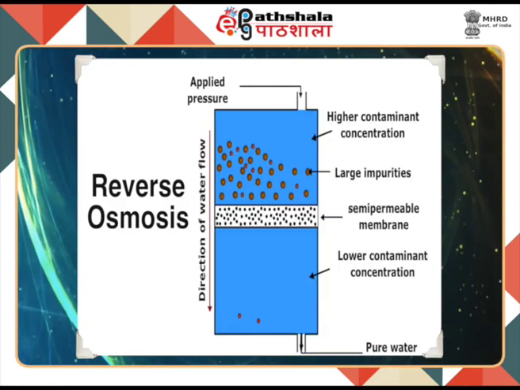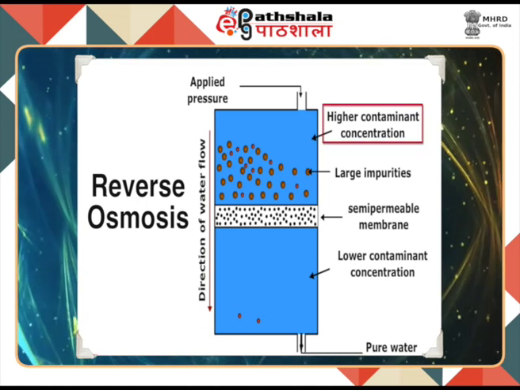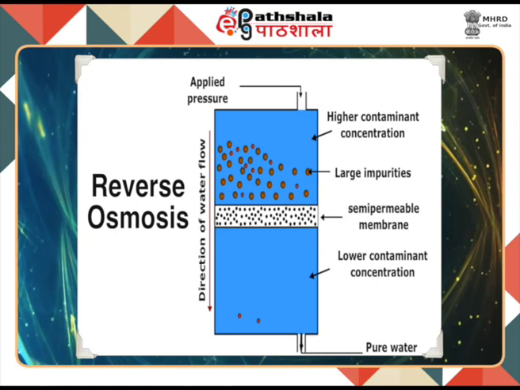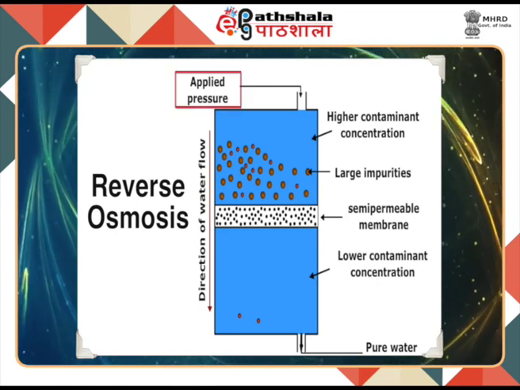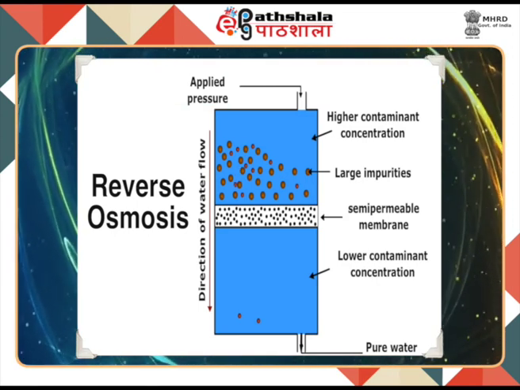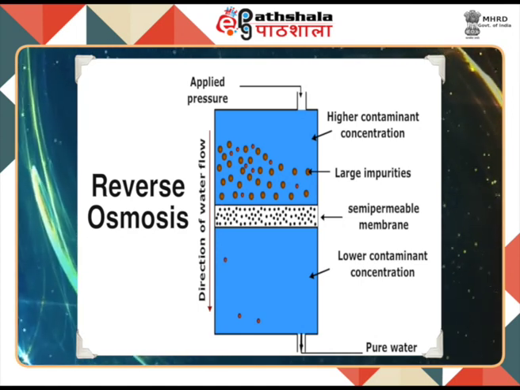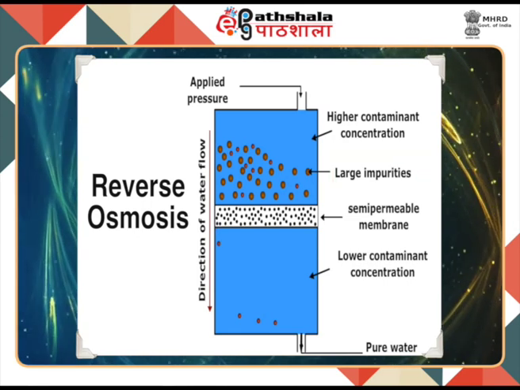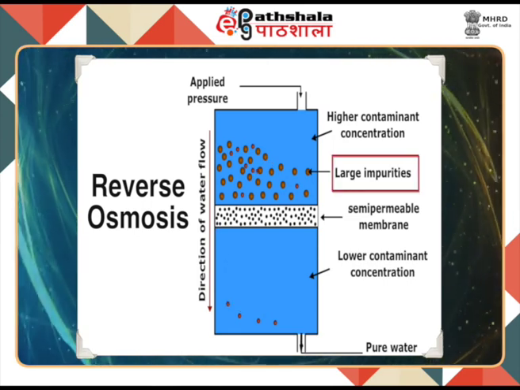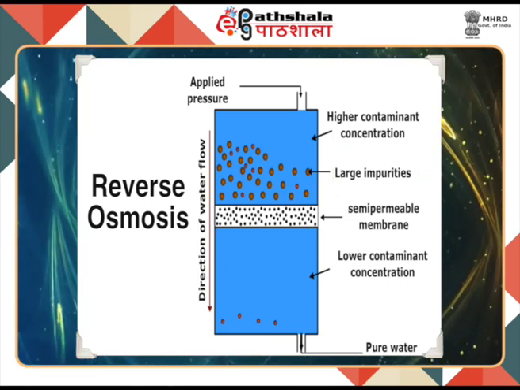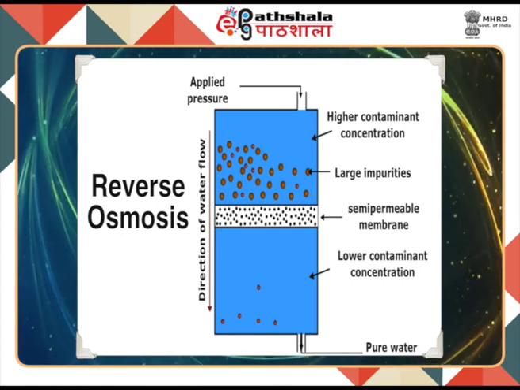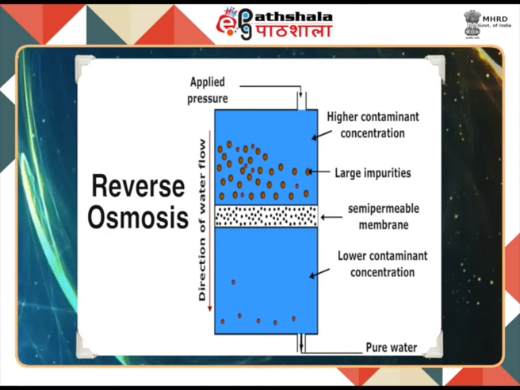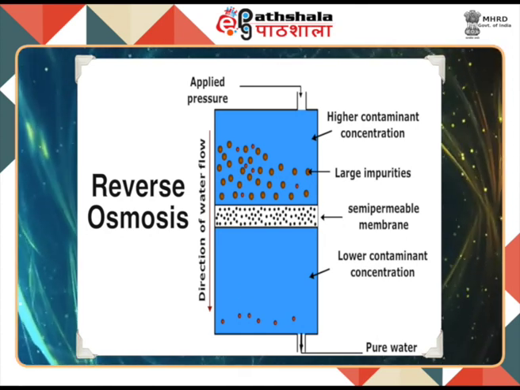Let us study it in detail. When contaminated water is placed above a semi-permeable membrane and subjected to high pressures, pure water flows down the semi-permeable membrane, and solute molecules, impurities, which are larger than the pore size of the membrane, are retained by the membrane. Pressure applied in reverse osmosis is of several orders of magnitude in excess of the natural osmotic pressure.